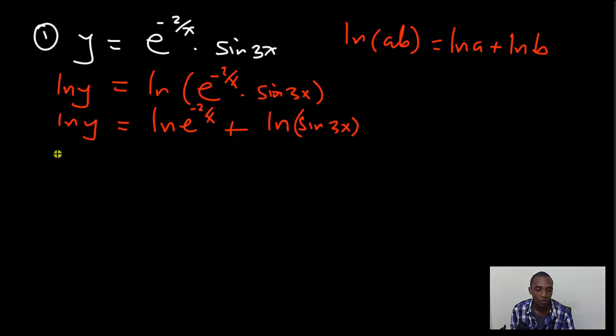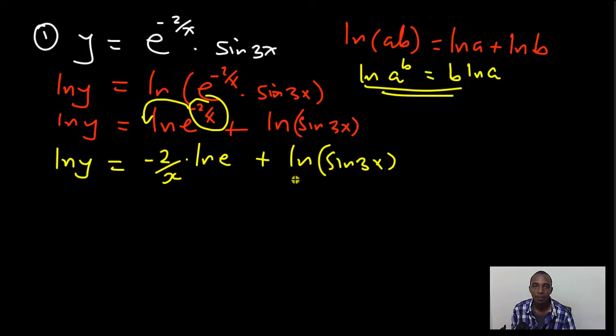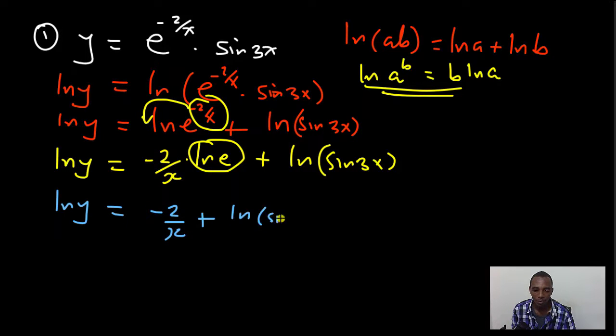Alright, so let's go forward now. I have natural log of y equals, I could just bring this power down here. If I have the log of a to the power b, that's b times log of a. So I'll just use that to bring this power down here. So I have negative 2 divided by x times the natural log of e plus the natural log of sine of 3x. Alright, we're almost there now. We know that the natural log of e is just 1, because that's the antilog of e. So we'll have now the natural log of y equals negative 2 divided by x plus the natural log of sine 3x. Alright, now we are able to take derivatives.